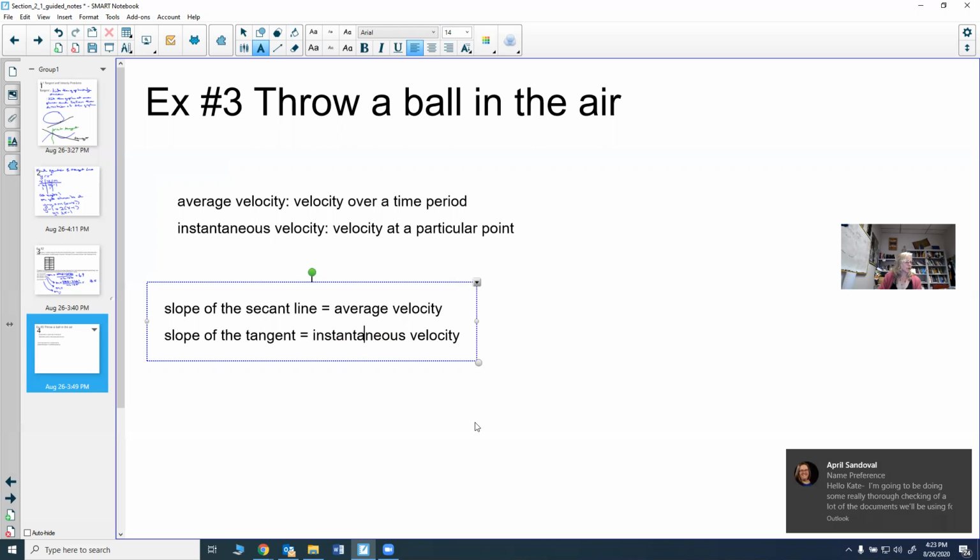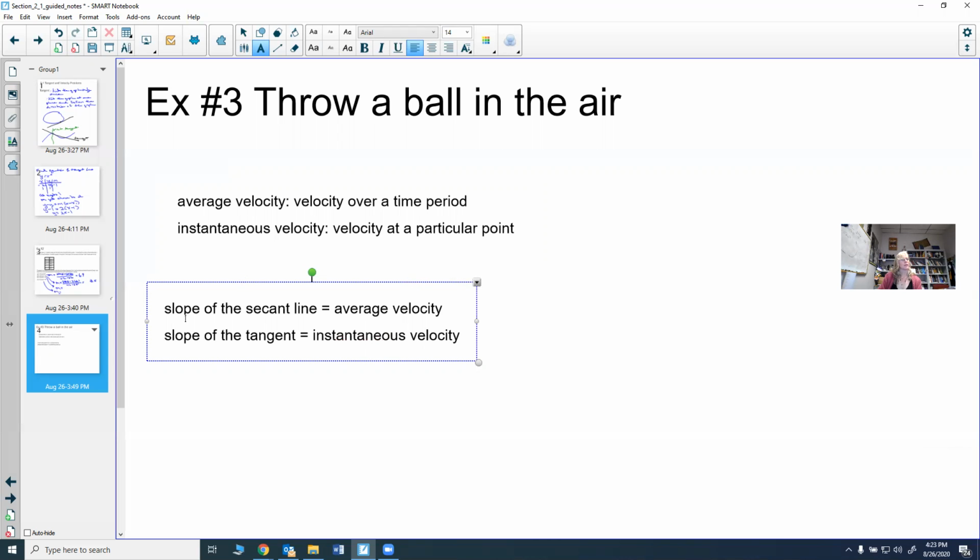So that's kind of what we're looking at and what kind of values we have. And this is the whole idea that we're getting, that velocity is very much related to the slope of the tangent.